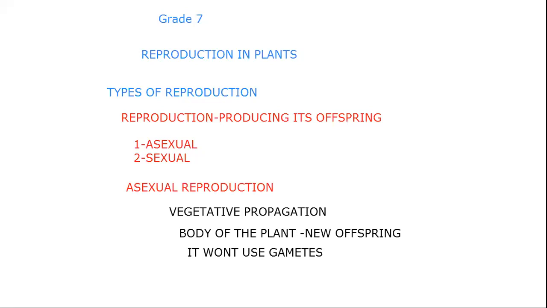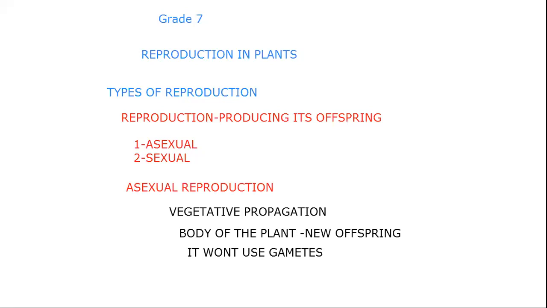We are seeing reproduction in plants. Under that, we are seeing types of reproduction. We have two types of reproduction. Before entering into reproduction types, I have said the definition. What is meant by reproduction? Reproduction means nothing but producing its own offspring. So the same species will produce the same offspring only.